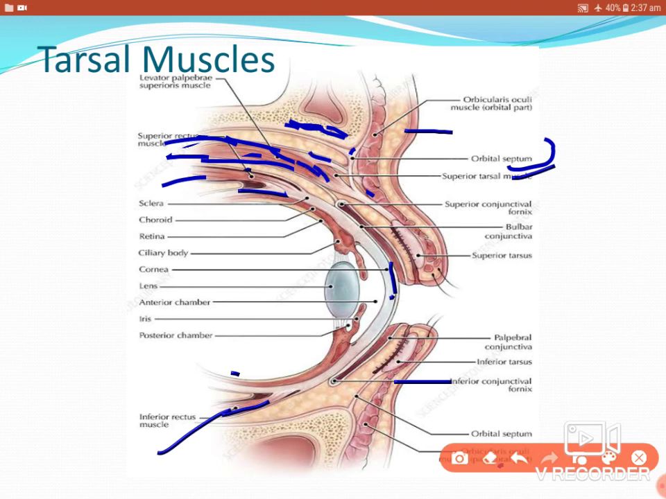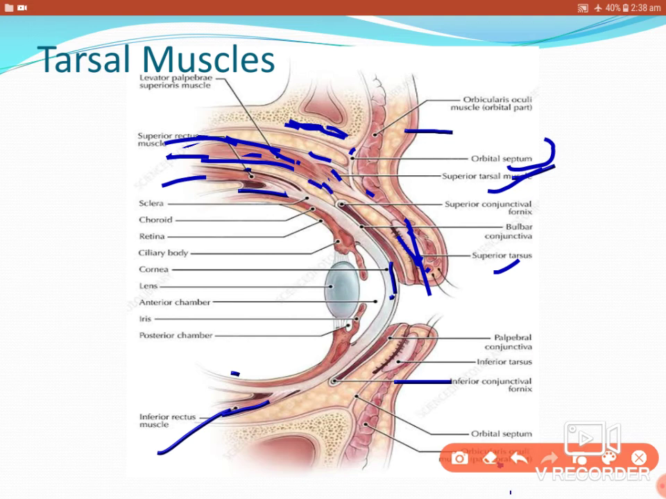Then this is the middle lamella. Middle lamella forms the superior tarsal muscle, and this one is attached to the superior tarsus. This is the dense fibrous tissue of the upper eyelid. Okay. Then this is the inferior lamella here. You can see the inferior lamella.